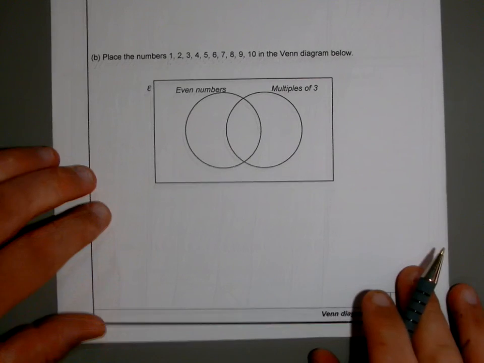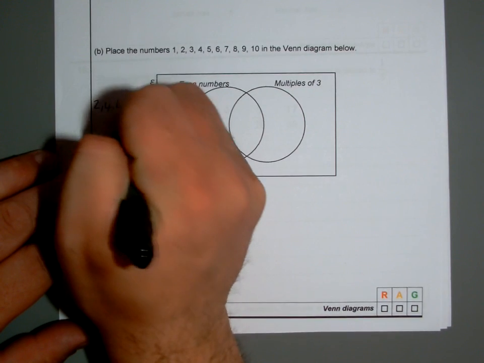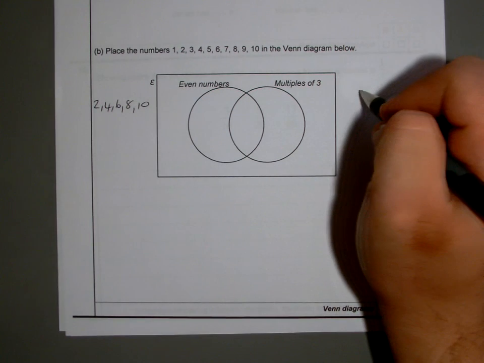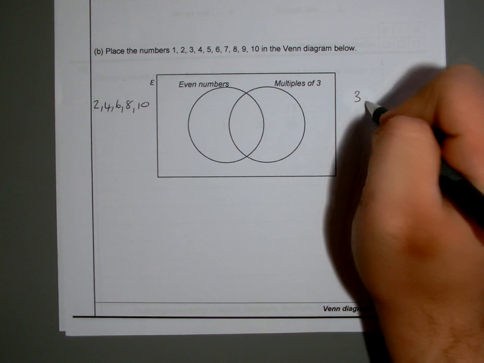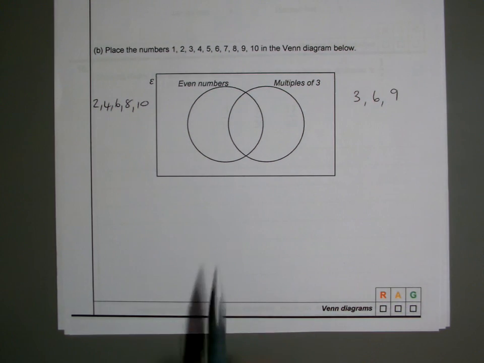For the next part, even numbers, okay, well, the even numbers here will be 2, 4, 6, 8, and 10, okay. Multiples of 3 is the 3 times table, so 1 times 3, 2 times 3, 3 times 3, and that's it there, yeah, for our list.